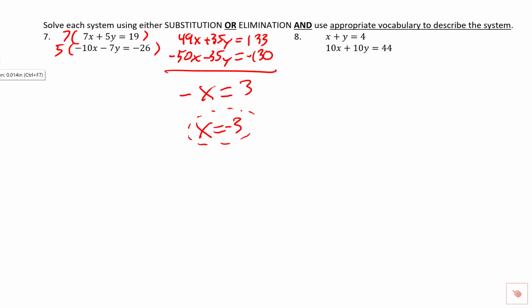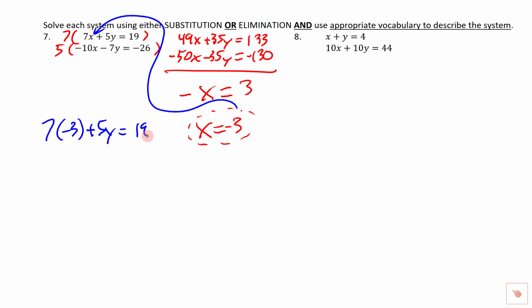Again, it doesn't matter where we plug it in, but I am going to plug it into that first one. A little bit smaller numbers and not as many negatives. So we're going to plug it in right there. So this is going to be 7 times negative 3 plus 5y equals 19. So this is going to be negative 21, and let's see, plus 5y. There we go. And on the other side's a 19.